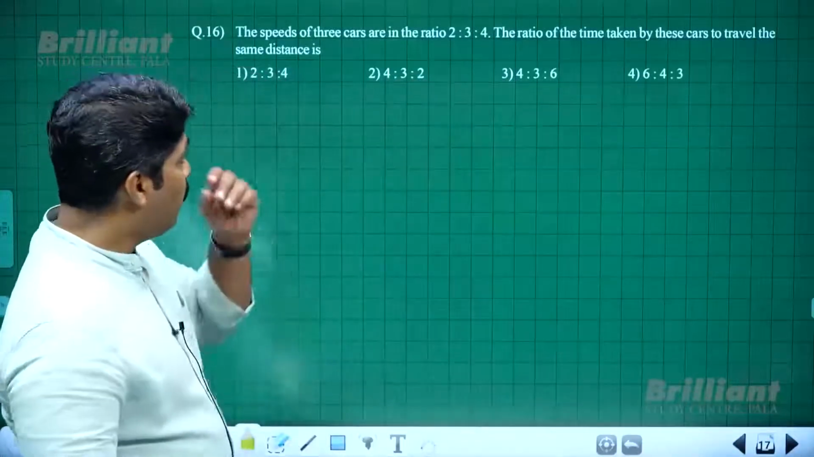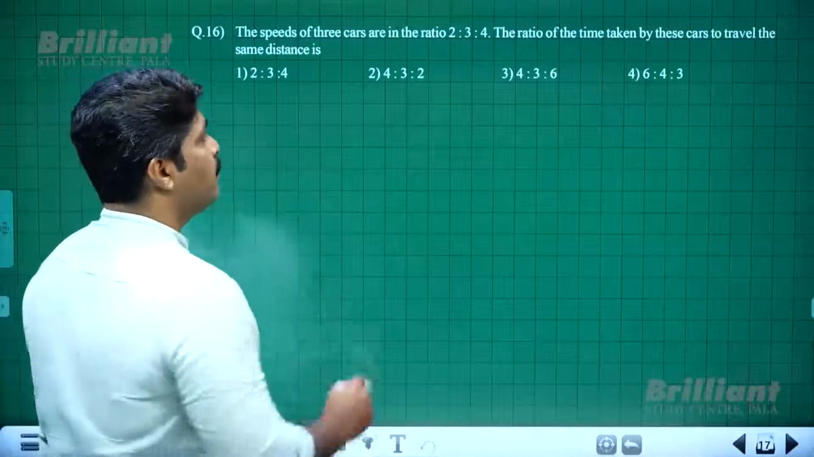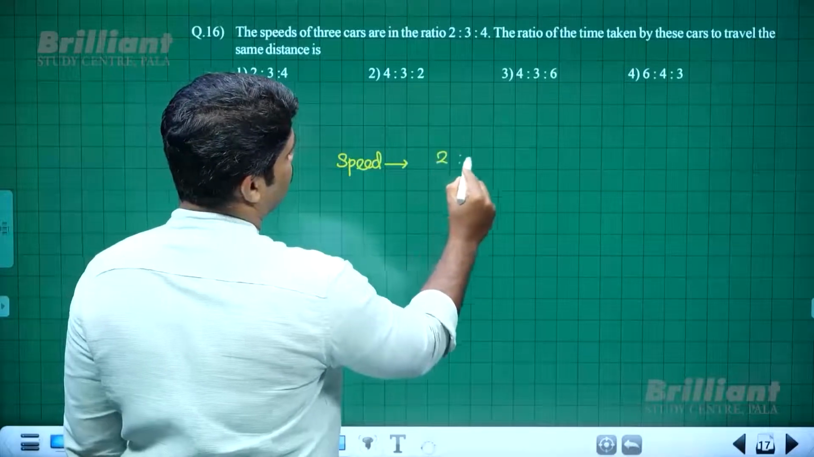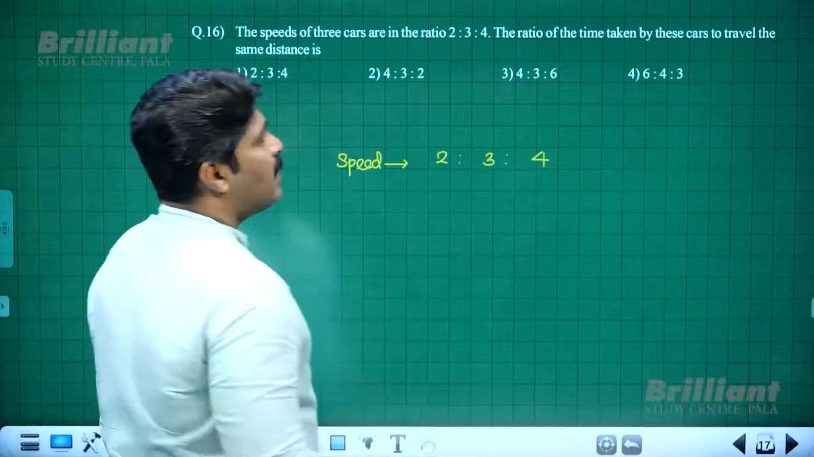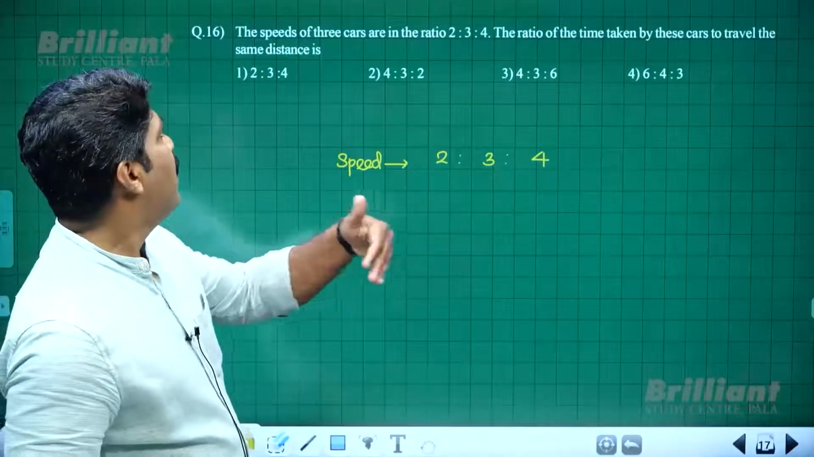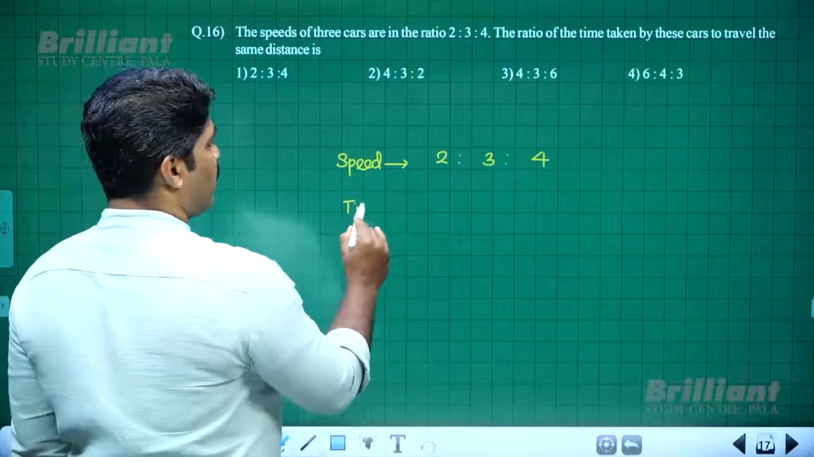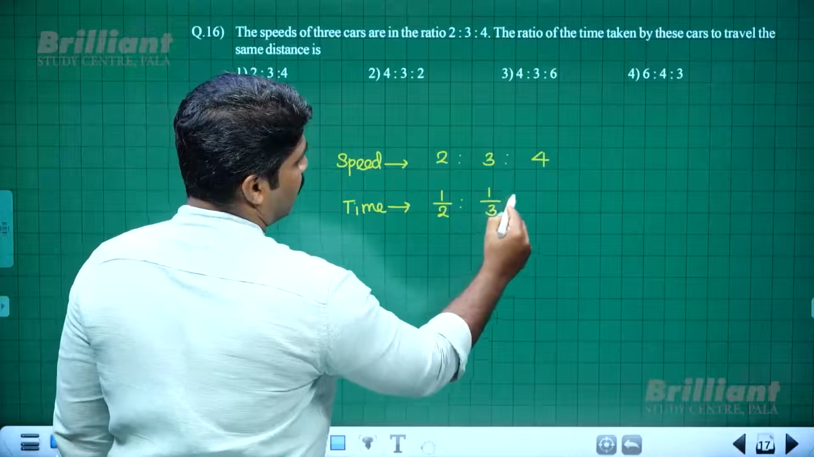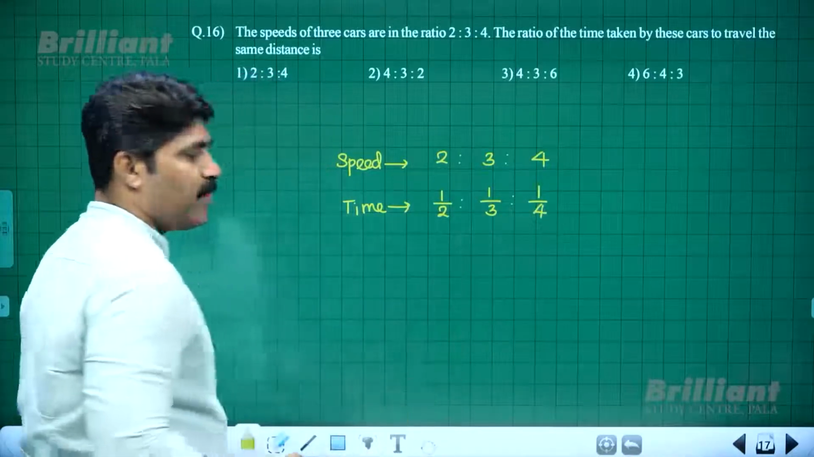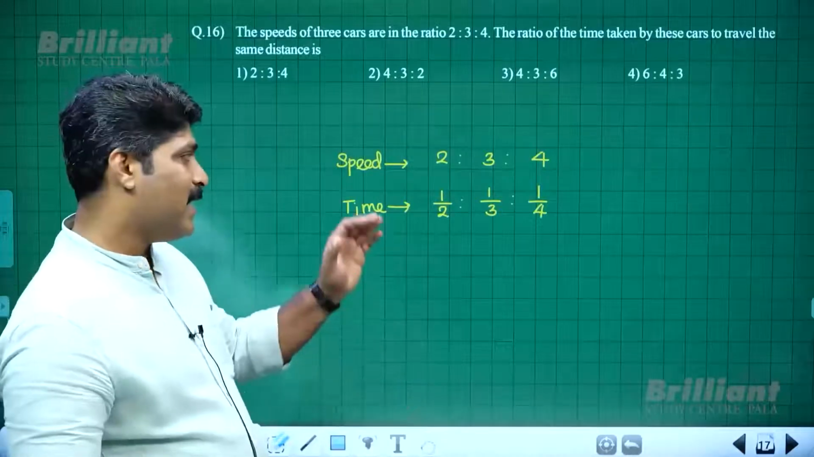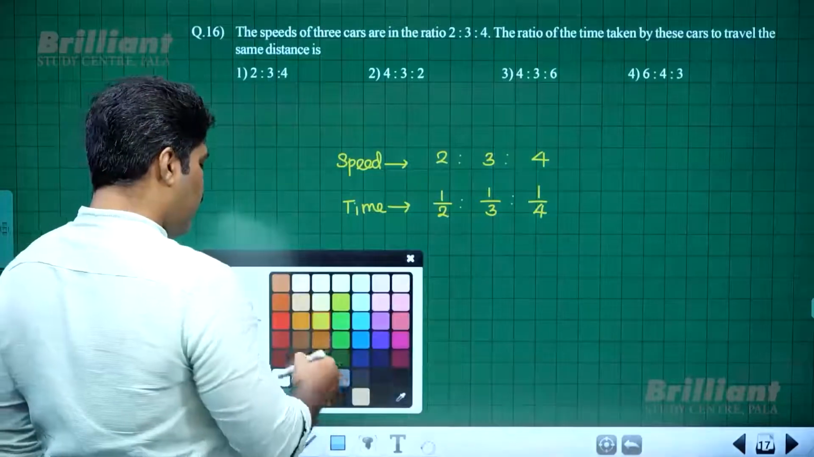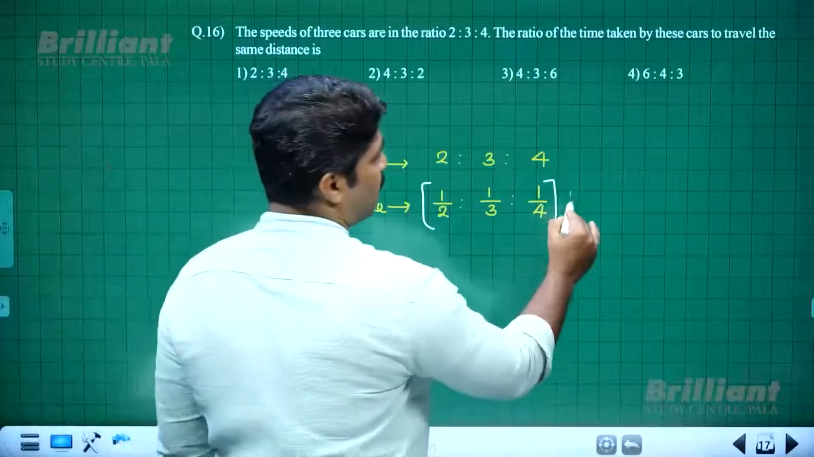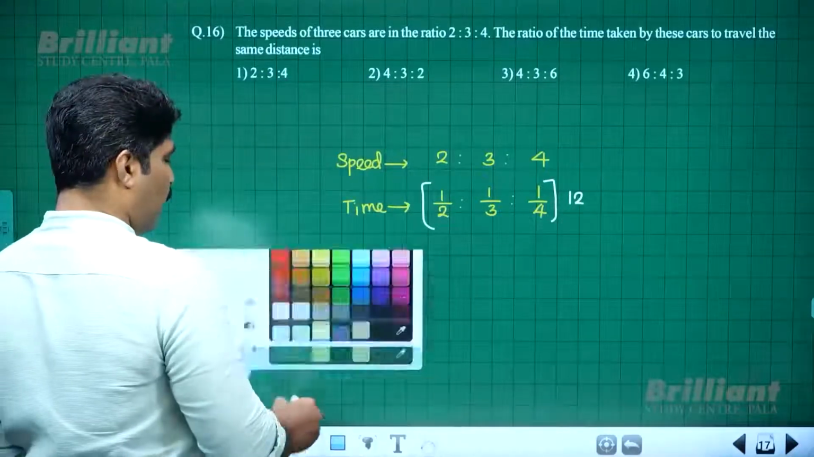Next question: the speeds of 3 cars are in the ratio 2:3:4. Then find the ratio of the time taken by these cars to travel the same distance. Then we have to find out time. Time is nothing but the reciprocal of speed. Therefore, that is 1/2:1/3:1/4. So how to simplify it? If you get a ratio like this in reciprocal form, we just multiply all the ratio values by the LCM of the denominators. Here 2, 3, 4, their LCM is 12. Then how can we convert it?